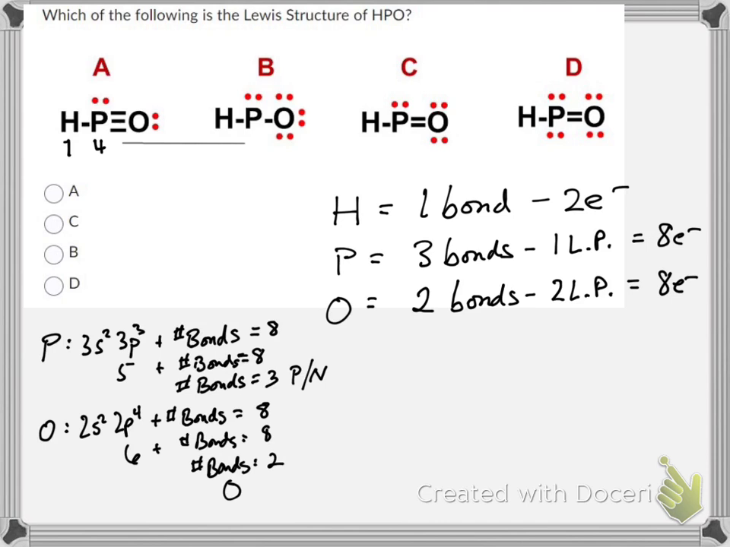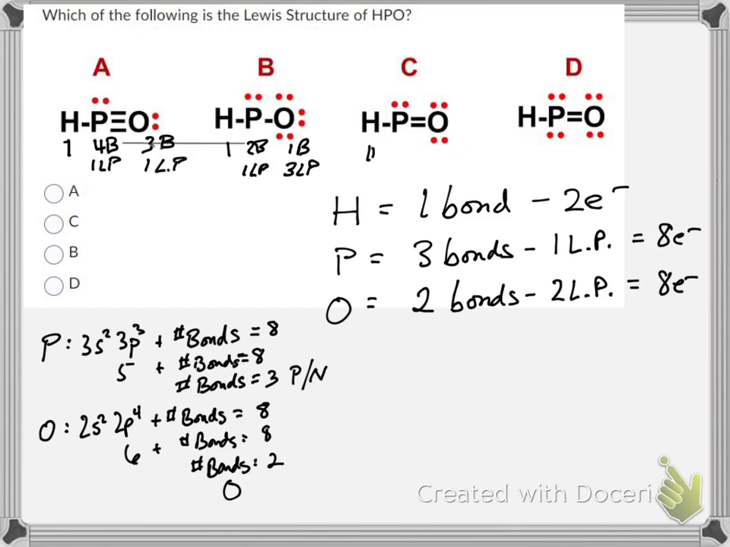So hydrogen clearly has 1 bond, that's good. It has 1 bond in all 4 options. But when we look at phosphorus here, phosphorus has 4 bonds and 1 lone pair. Oxygen has 3 bonds and 1 lone pair. So that's definitely out of our analysis. Let's look at this one: phosphorus has 2 bonds, 1 lone pair. Oxygen has 1 bond and 3 lone pairs. That's also out of our analysis.